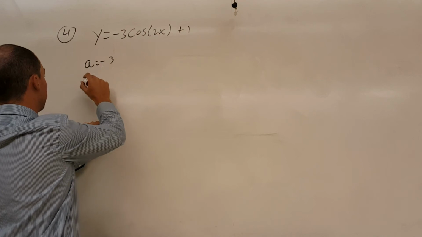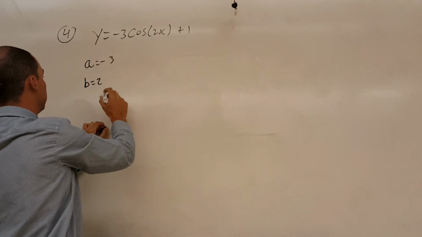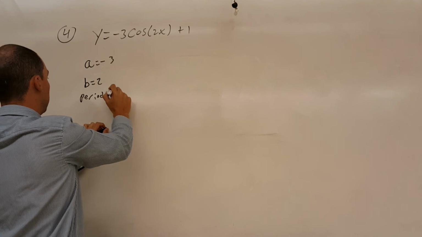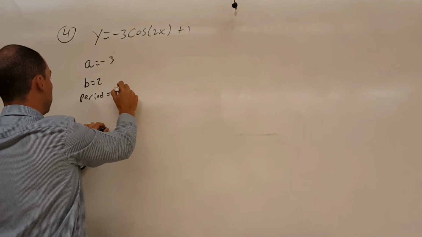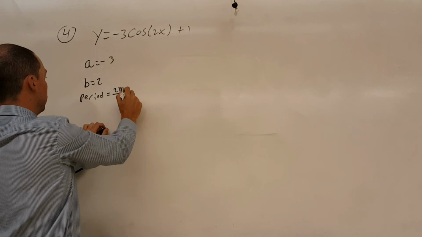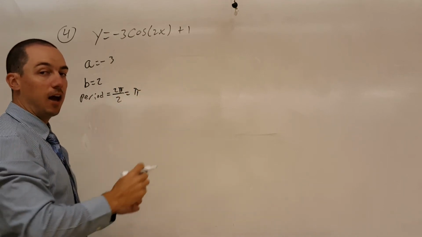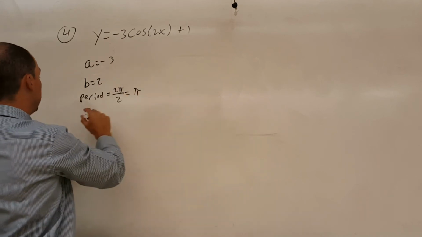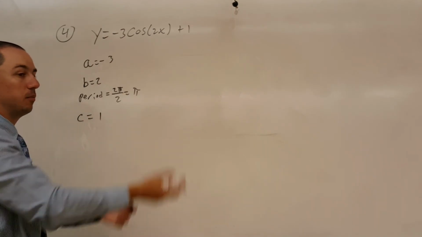Our period has been changed, so B is equal to 2, which means the period is 2 pi over B, which is 2, so we get pi. Our period is half as long. It only takes half as long for cosine to go through 1 cycle. And C is equal to 1, shifted up 1.